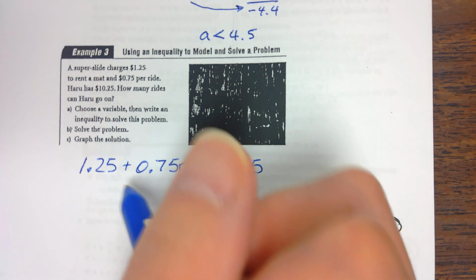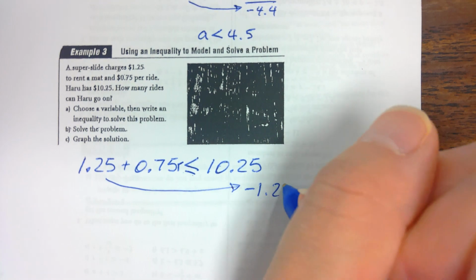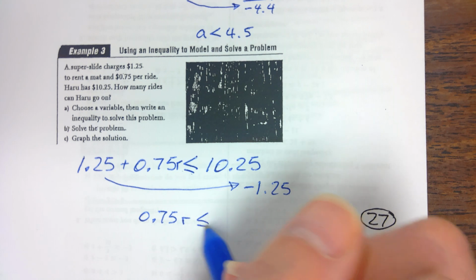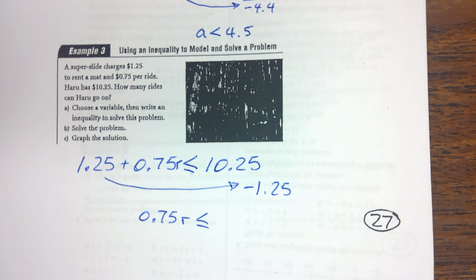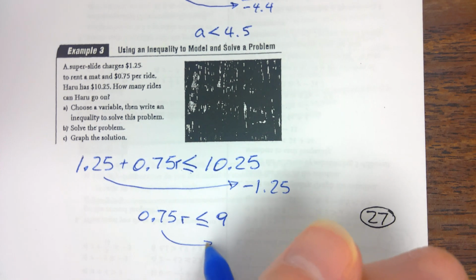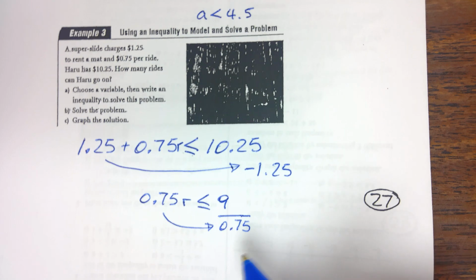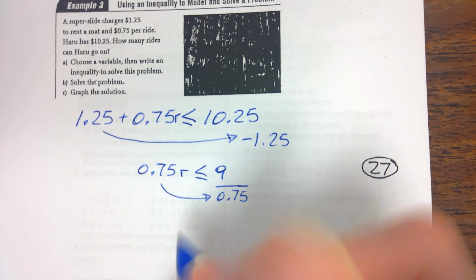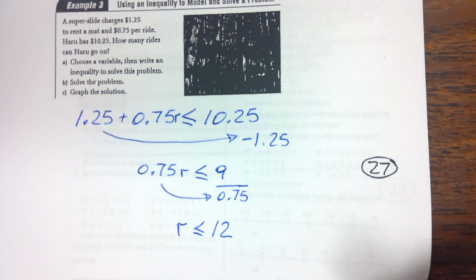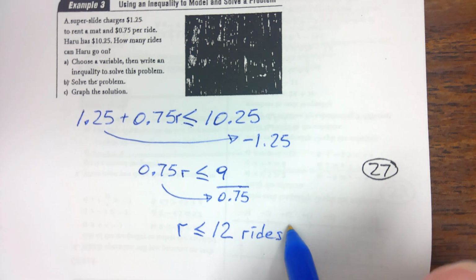Move this 1.25 over, so it becomes -1.25. So you have 0.75r less than or equal to 9. Divide by 0.75. Since I'm just dividing by a positive number, I don't have to change the direction. And when I do that, I get the answer 12. 12 what? 12 rides.